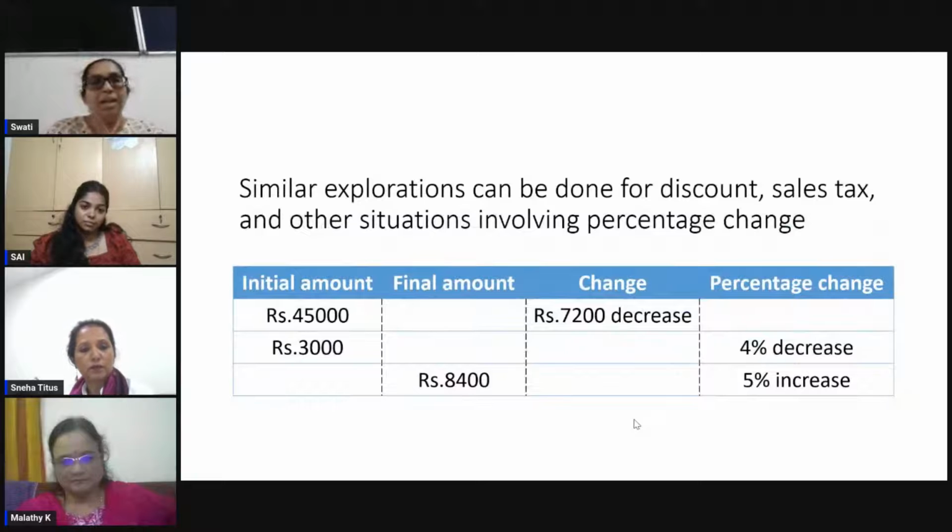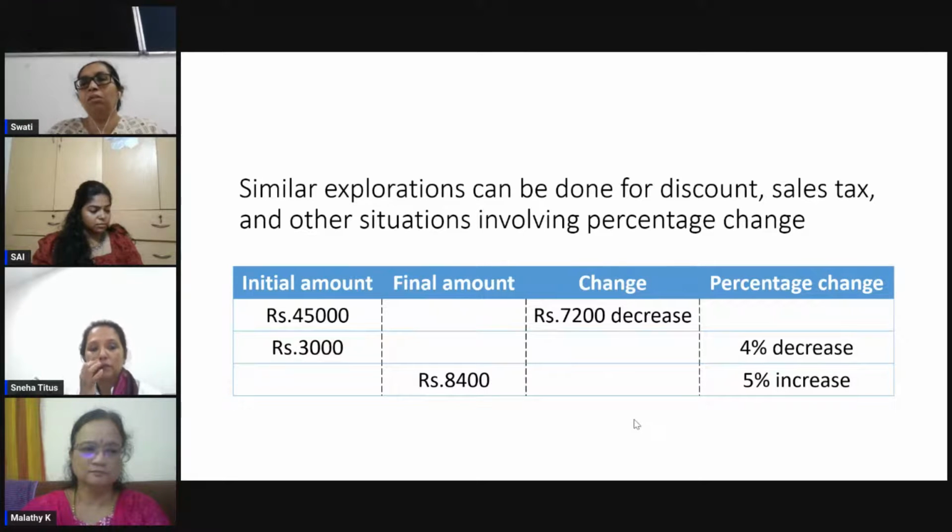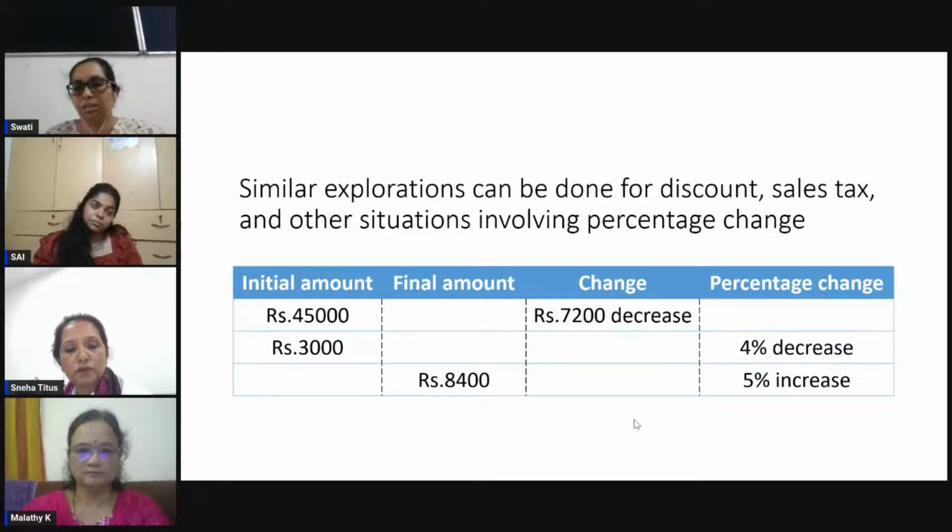Now, similar explorations can be done with other applications of percentage, and here are just some examples. Obviously, this can be increased, but this gives the students a very holistic picture of what is happening in that whole situation. Not just, okay, if you have this and if you have that, which formula to use, but they get a more holistic picture of how the three or four different quantities are interconnected. So if we know some of them, we can figure out the rest.